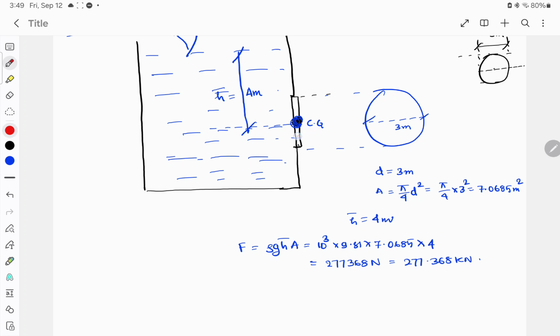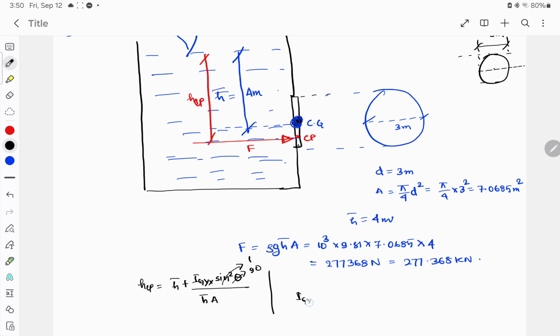And since this is a vertical plane, we know that the total force will not be acting on the center of gravity. The force will act at the center of pressure. So we need to calculate the distance of the center of pressure, HCP. HCP will be H bar plus IGYY sine square theta divided by H bar into A. Theta is 90 degrees, so sine square theta is 1.